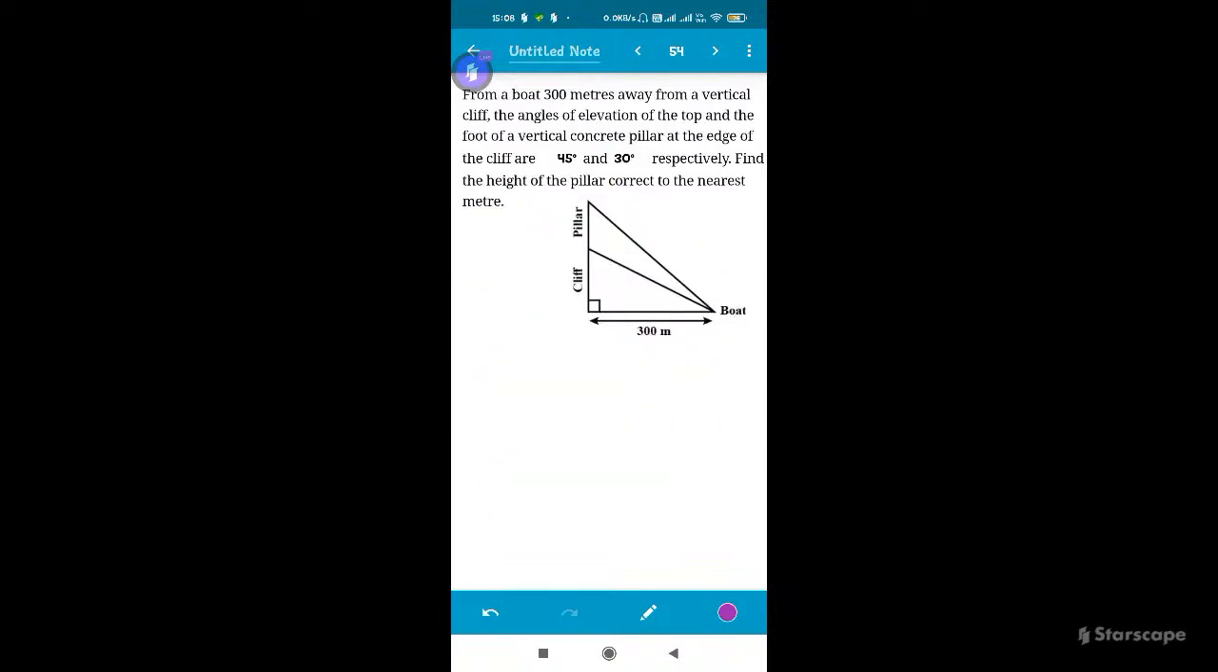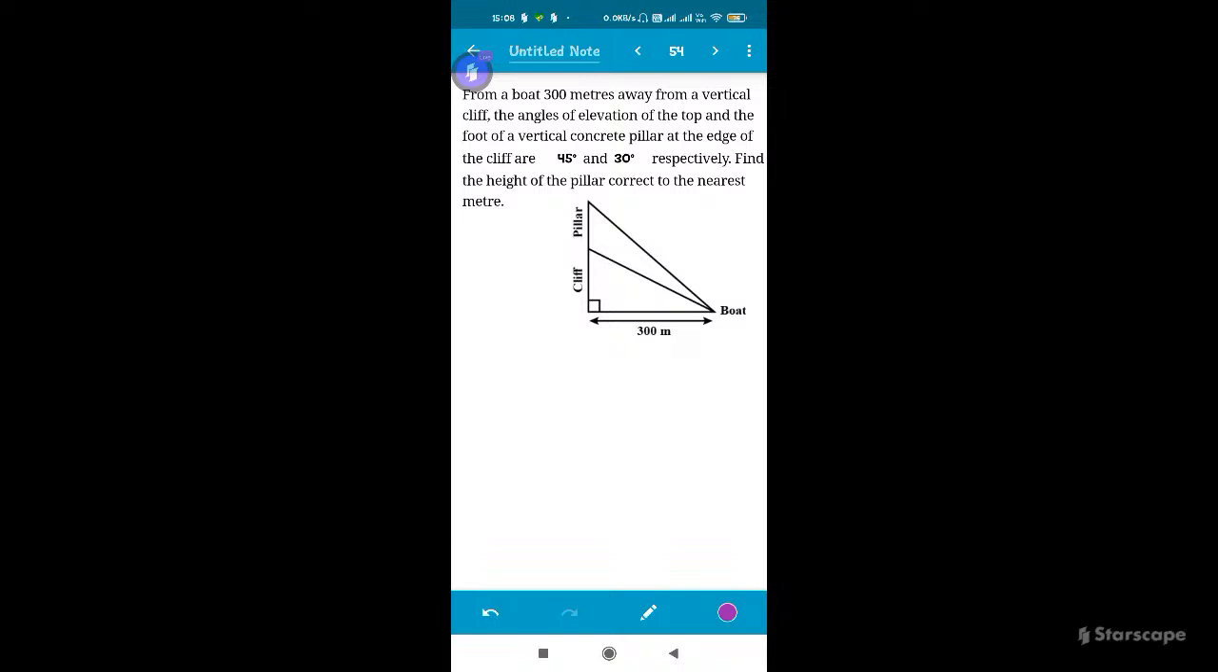Now let us move on to the next question. Over here we have a cliff and a pillar. This is a question from the previous year board, but I have changed the values of the angles because in your syllabus you don't have to calculate the values from the trigonometrical tables. So you just have to remember the standard angles. As a result, I have slightly changed the values for the angles.